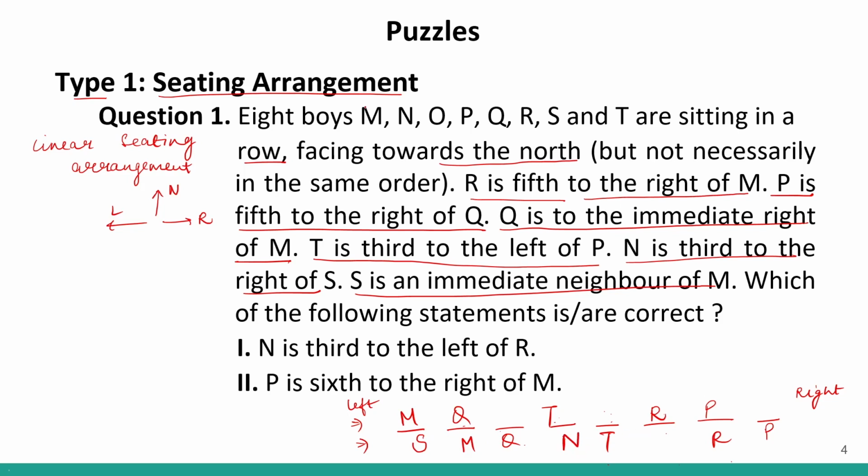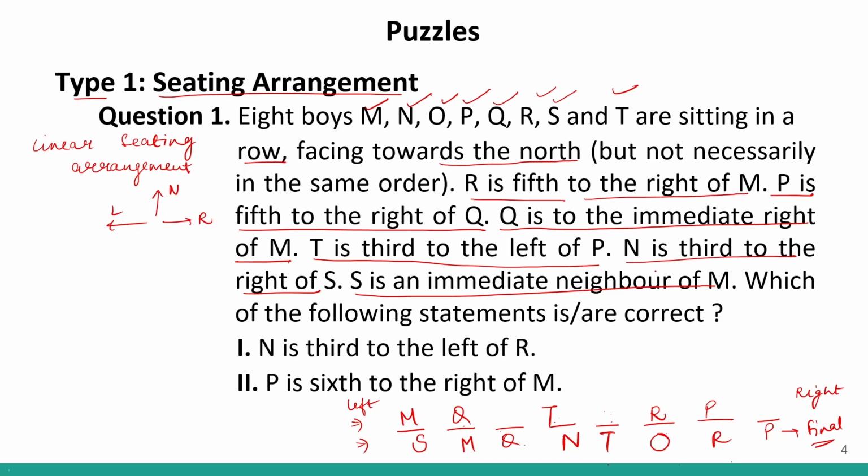So we have already placed M, N, P, Q, R, S and T. So the only person remaining is O. So O will come over here. This will be my final arrangement. Okay. Based on this arrangement, we have to answer the question.